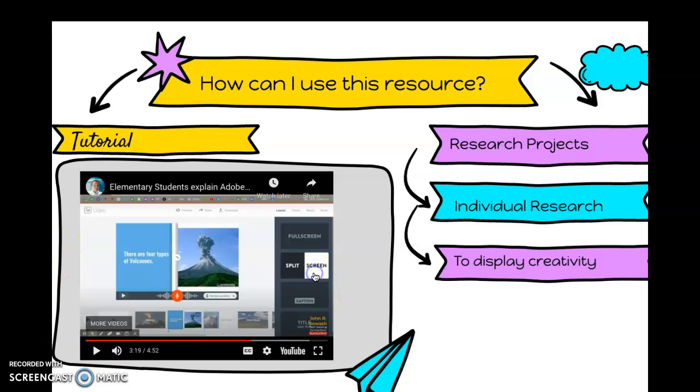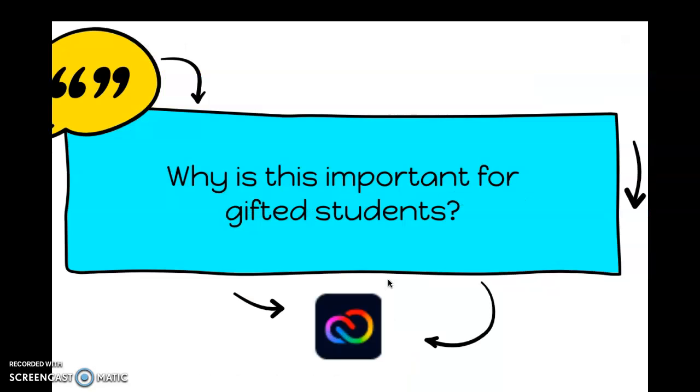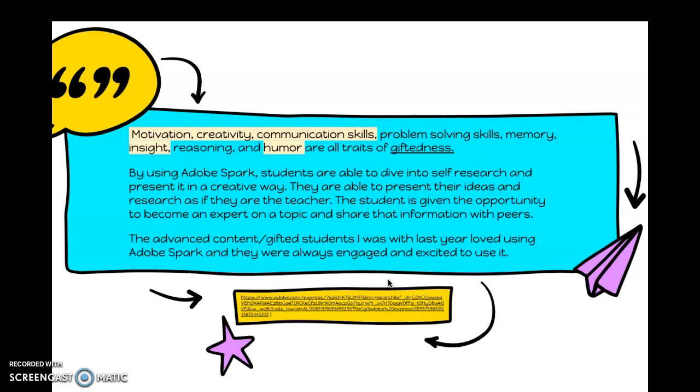So this student is doing research on volcanoes, so they were able to pull up photos about different volcanoes and describe different types of volcanoes, and they were able to represent that in a creative way. So why is this important, particularly for gifted students? So motivation, creativity, communication skills, insight, humor, these are all traits of giftedness, and I believe all of these can be shown through Adobe Spark.